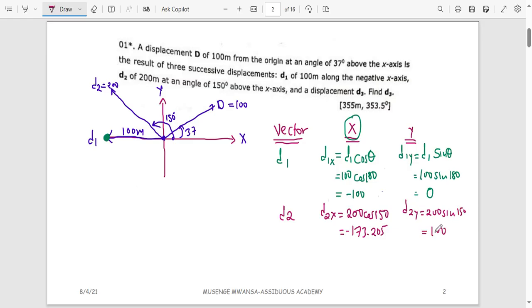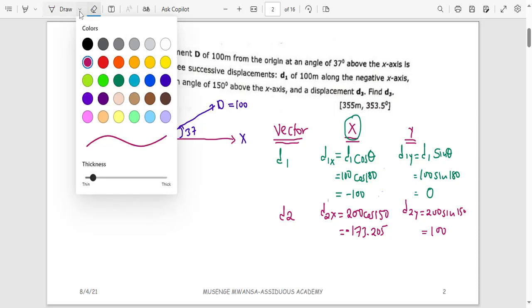You need to also ask yourself, do these answers make sense? If you see this angle, this vector is in the second quadrant. In the second quadrant, y is positive, x is negative. Does this make sense? Yes, because we have got negative 173 and positive 100 for y. Please, it should make sense, all right? If you don't get those, it means that maybe you have punched wrongly.